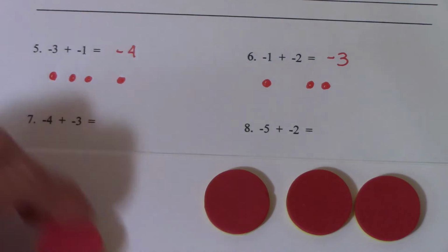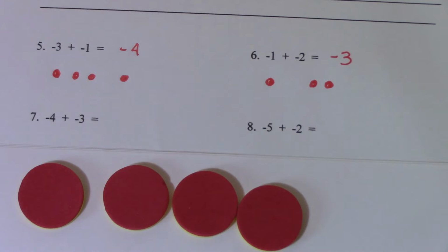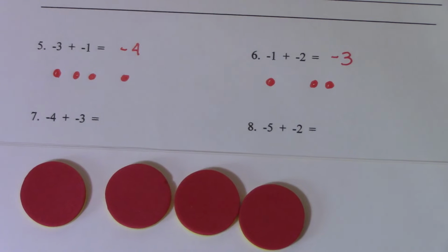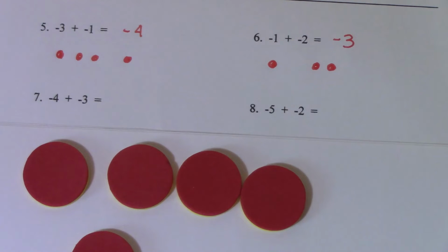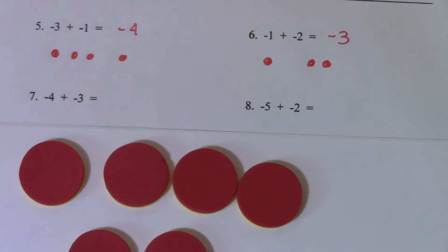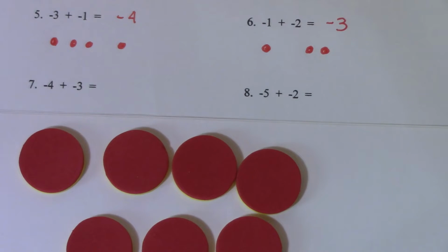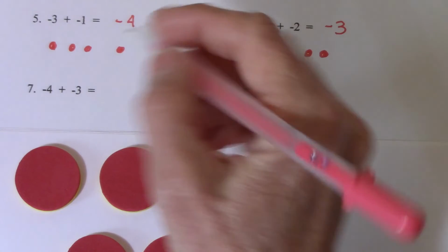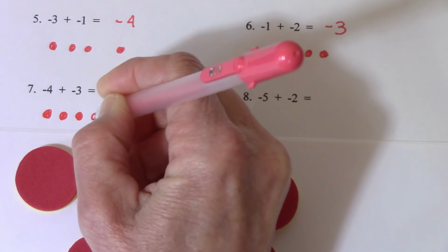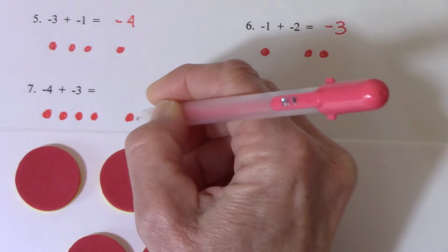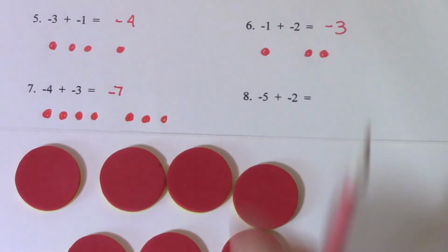For the next problem, we have -4 and -3. I'll put it below so you can see it. 1, 2, 3. And what we see here is we have -7. So we have -4, and then we have -3, and this answer is -7.